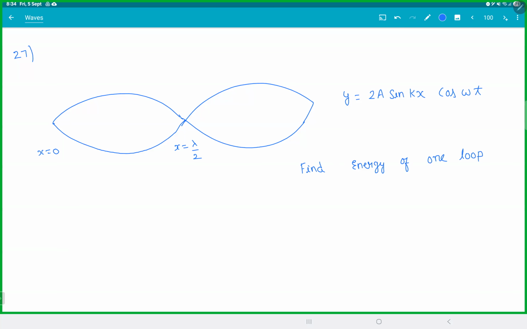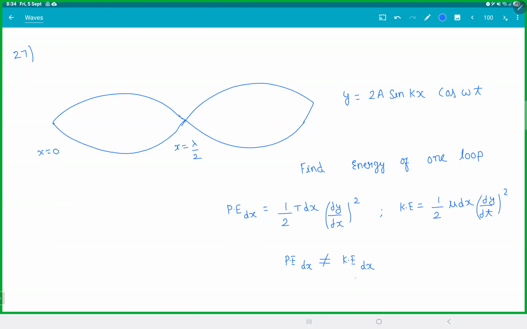Here you can actually use those formulas we derived before. The potential energy of a segment is half tension dou y by dou x whole square. Kinetic energy is half mu dx dou y by dou t whole square. And you have to be careful here. The potential energy of a segment is not equal to kinetic energy of a segment. This is valid only for a progressive wave. In a stationary wave, this is not equal.